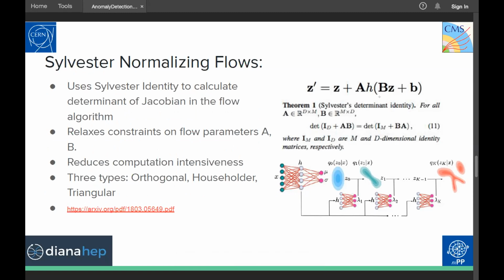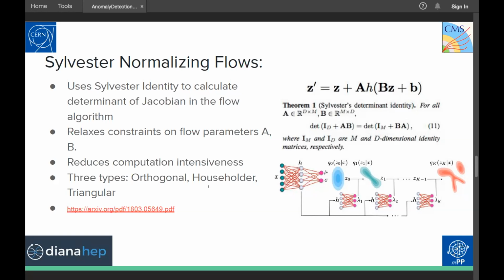We have flow parameters A and B, and the difference here is that we use Sylvester's determinant identity in determinant calculations, which has a twofold advantage. The first is that the constraints on the flow parameters A and B for the transformation to remain invertible are slightly relaxed as compared to the planar flow formulation. And the computational intensiveness reduces by using Sylvester's determinant identity. There are a bunch of simplifications as a result of this in the transformation process itself.